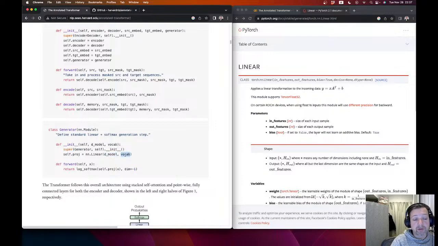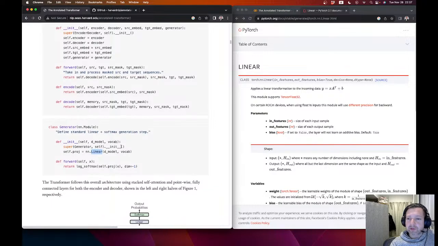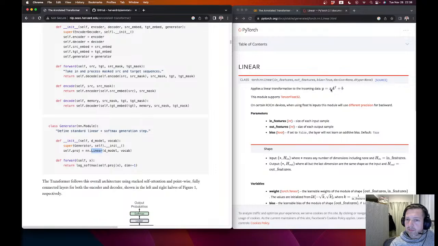outputs vocabulary-size output nodes, so that it can predict which, ideally, will be one of the tokens in the vocabulary that's being predicted from this input, and then the softmax just selects one of them and normalizes the output. So this is basically just a linear layer with softmax.